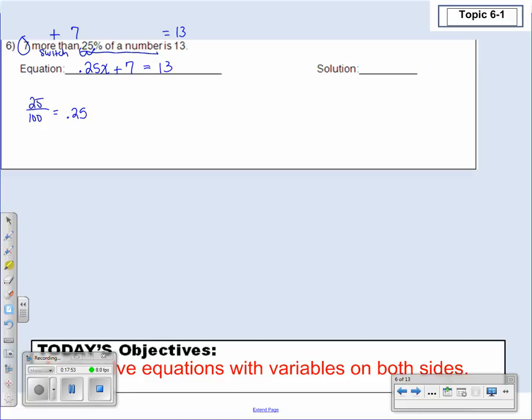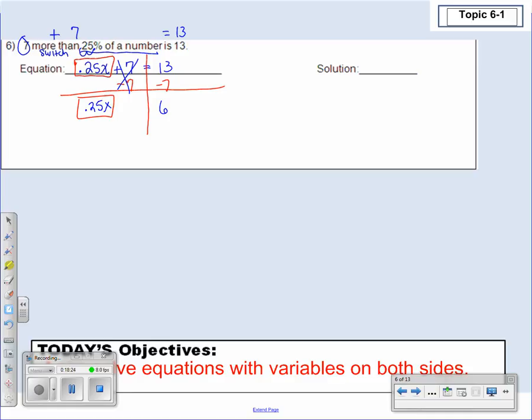Now we can solve. Draw a line down the equal sign. No parentheses, no terms to combine, and we only have a variable on one side, so we can box the term with the variable. Get rid of the number not in the box, subtract 7 from both sides. We're left with 0.25x in the box. 7 minus 7 is 0, and then 13 minus 7 is 6.